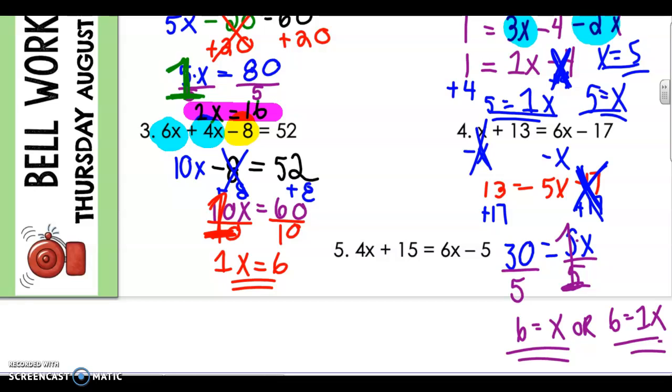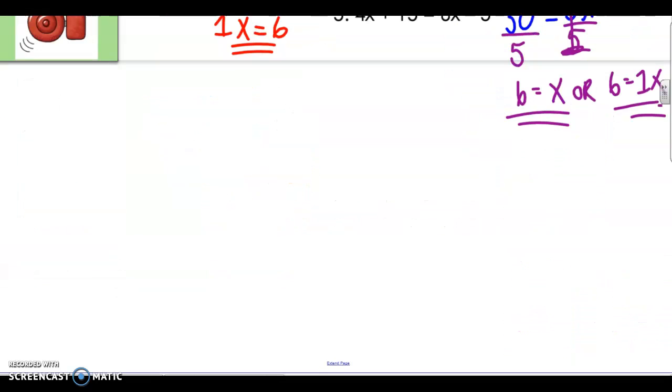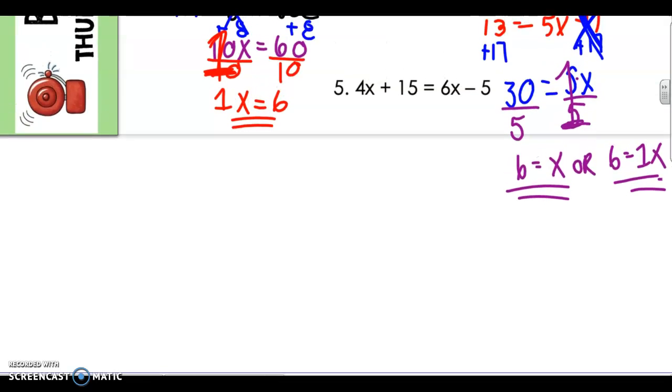All right, the very last problem, which I think I'm going to actually rewrite over here so I have some more room to do it. What do we have? 4x plus 15 equals 6x minus 5. So this is number 5. 4x plus 15 equals 6x minus 5. All right, on the left-hand side of the equal sign, no like terms. On the right-hand side, no like terms. So now we need to start moving things over.